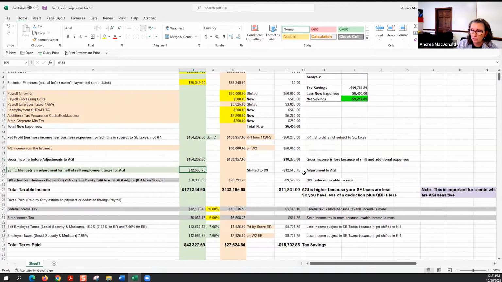A Schedule C filer, as you all know, gets an adjustment for half of the self-employment tax. So that's going to come off. We're also going to take off the QBI deduction.